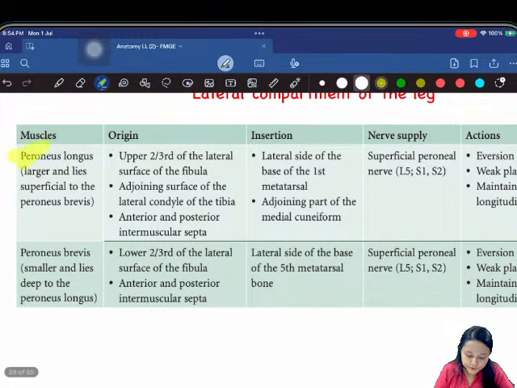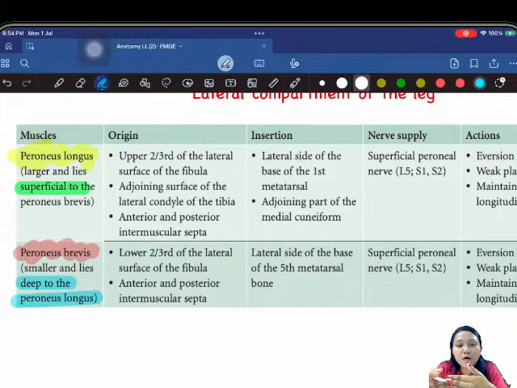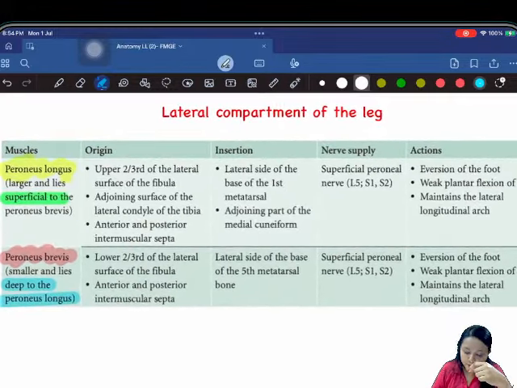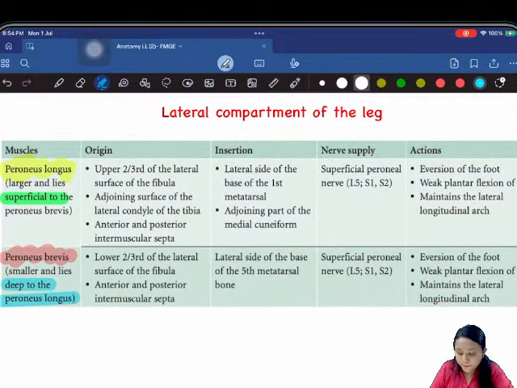Those are your peroneus longus, that is larger, and very important to remember, it lies superficial to the peroneus brevis. And then you have the peroneus brevis, it is smaller, brevis means smaller, and it lies deep to the peroneus longus. So the tendon of the peroneus longus will be superficial, and the tendon of peroneus brevis will be deep. Now, since it is in the lateral compartment, you know that the nerve for the lateral compartment is your superficial peroneal nerve.